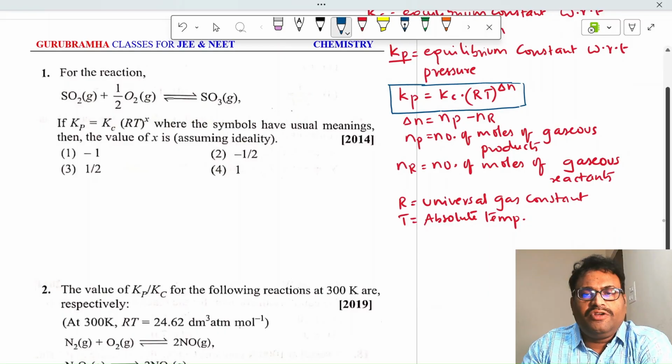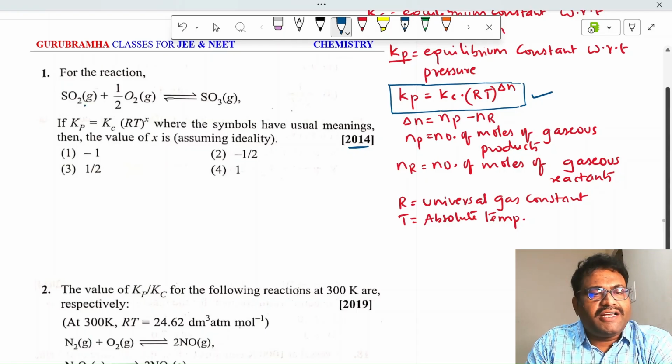Based on this formula, questions are very frequently asked in different competitive examinations. In this session, we are speaking about the questions asked in JEE Main. Here is a question asked in 2014. SO2 in gaseous state is reacting with half O2 in gaseous state, giving you SO3. What will be delta N?